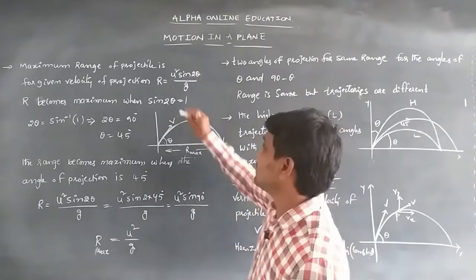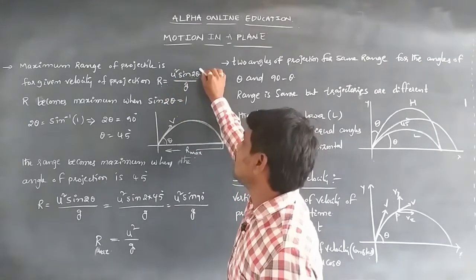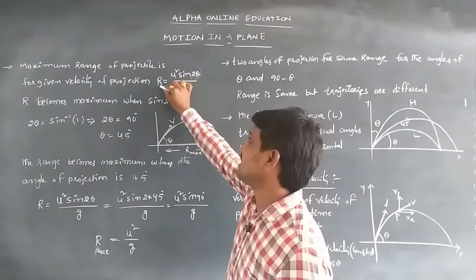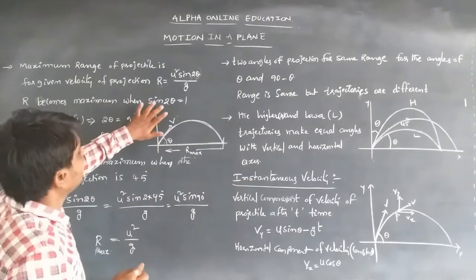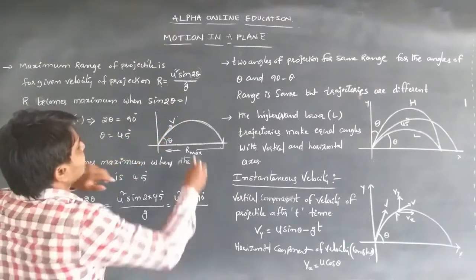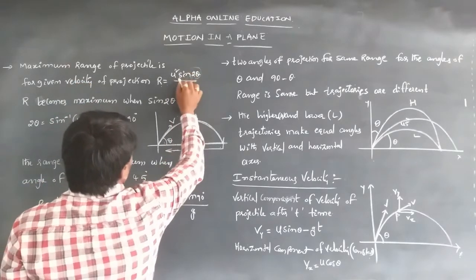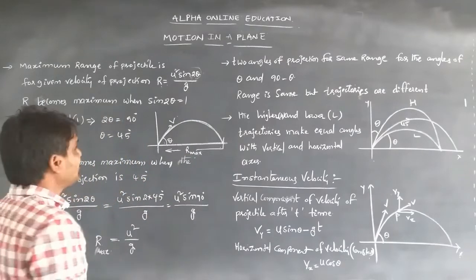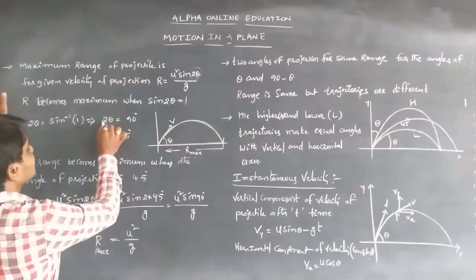That is why R is equal to U square sin 2 theta by g. The range depends on both the velocity and the angle. R becomes maximum when sin 2 theta is equal to 1, because 1 is the maximum value of sine. So 2 theta is equal to sin inverse of 1, and from that equation 2 theta is equal to 90 degrees.